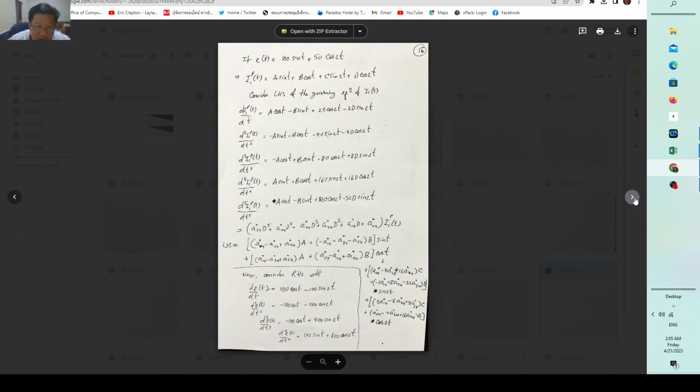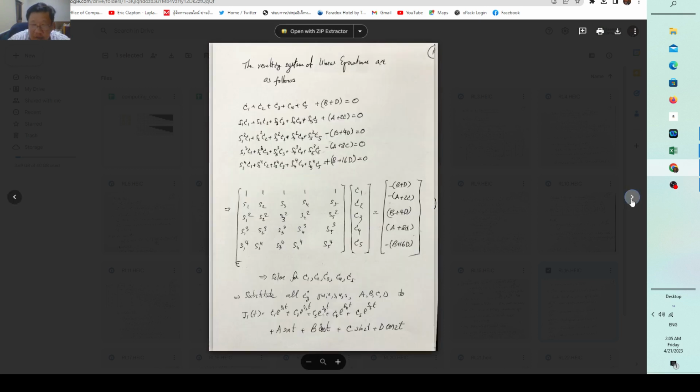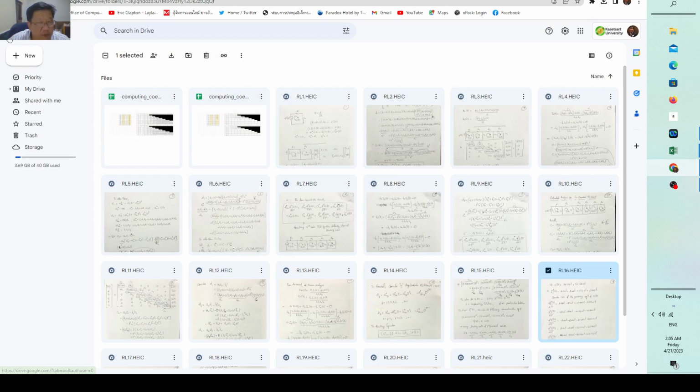But I show you all the process, which is the remaining part of finding A, B, C, D. I already found S of 1 up to S of 5 for you. Once you find A, B, C, D, you put it in this equation, and you should be able to find C sub 1 up to C sub 5, and put it in this formula, you get I1t. To find I2, I3, I4, I5, you have to go back to the previous slide that we studied here.